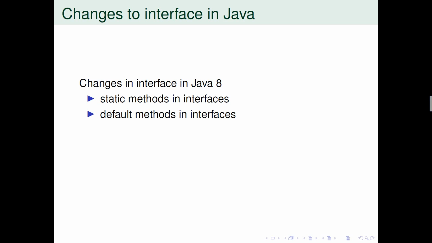So you can have constants. That would be public, static, final. A variable declaration is always considered to be public, static, final. That's the only kind of variable you can have in an interface. Methods, yes, one kind of method was abstract methods. So prior to Java 8, only these two kinds of members in an interface. From Java 8, two additional things. You can have static methods in interfaces and you can have default methods in interfaces.